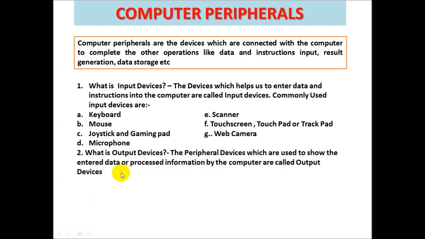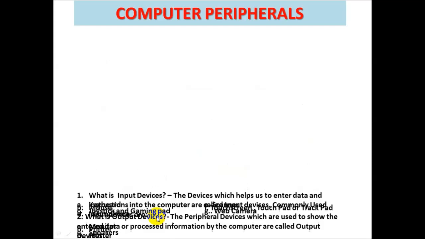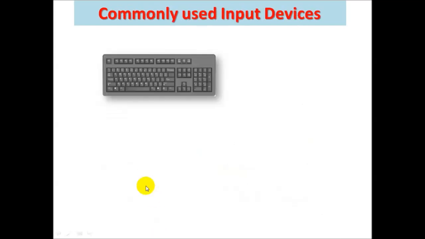What are output devices? The peripheral devices which are used to show the entered data or processed information by the computer are called output devices. Monitor, printer, speaker, plotter are some of the output devices.